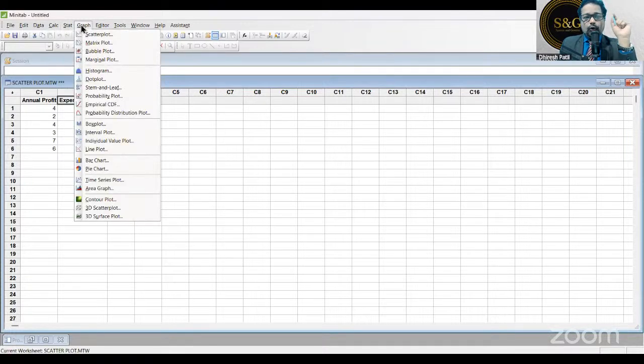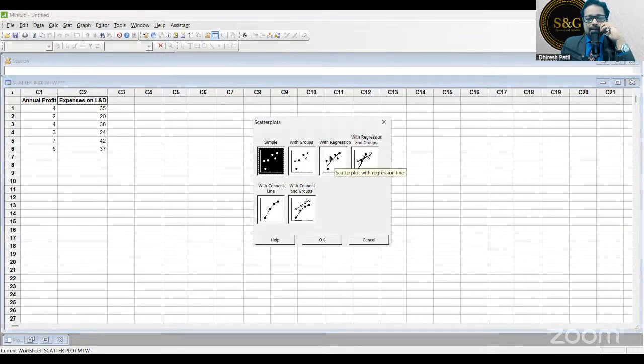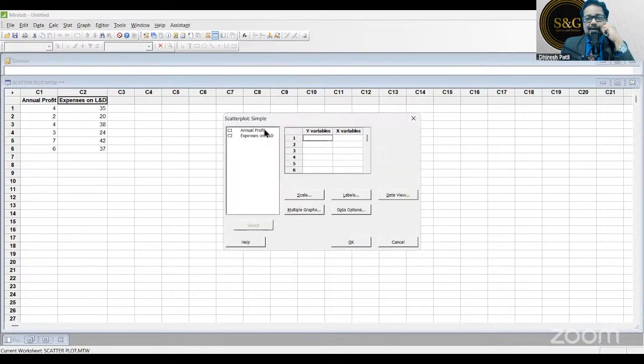So now first we'll do a quick correlation. How do we do that? Go to graph and just click on scatter plot. The first option, very first option is scatter plot. Just click on that. Graph, scatter plot. And click on simple, which is already by default. Just click on OK. Now in the Y, just select, double click on profit. In X, select L&D expenses. That's it. And click on OK.